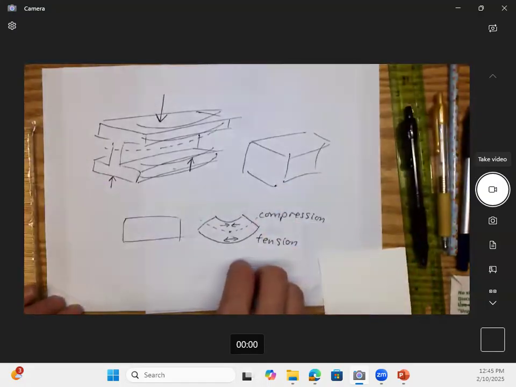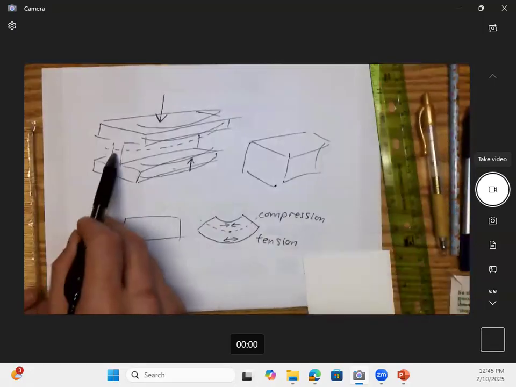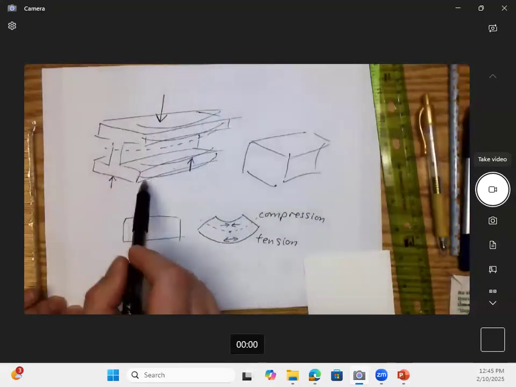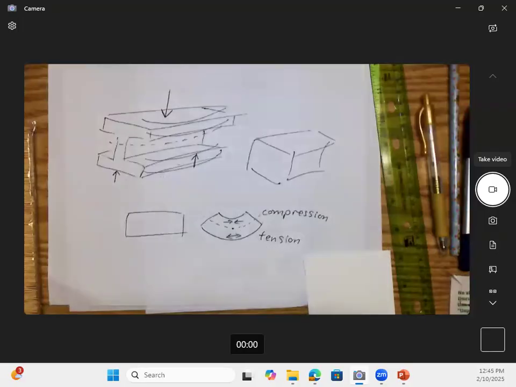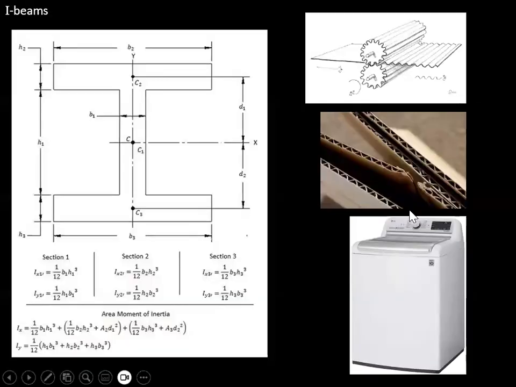Well, if it's maximal tension at the bottom and maximum compression at the top, that's where I want most of the material. That's why I've got these flanges here, and that's why it looks like an I-beam. So you don't need as much material in the middle because there's not nearly as much stress. Like I said. All right, there you go. I-beams. They are useful.